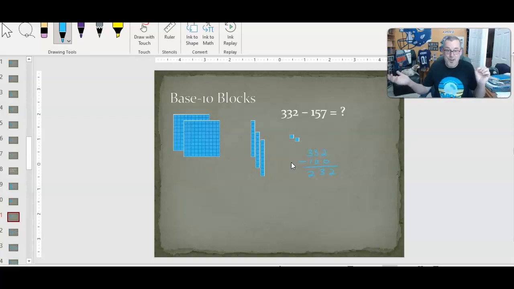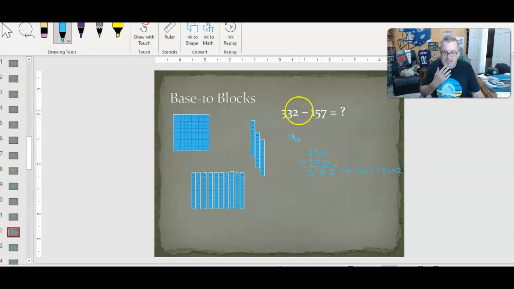I started with 332, and I took away 100, leaving me with 232, and they record what happened. All right, then the next thing I did is, since I had to take away 50, and I only had the 3 tens, I had to take one of the 100s and break it up into 10 tens. So now look, I have 10, 11, 12, 13. I now have 13 tens.